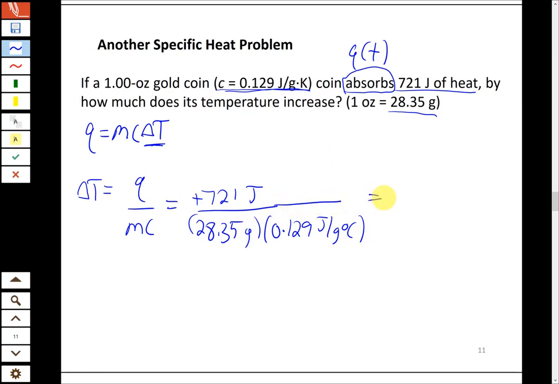So when we divide this out, we get 197 degrees Celsius. So putting in 721 joules into a 1 ounce gold coin would raise the temperature by a huge amount. 197 degrees Celsius would be the delta T, the amount that it changes by. All right, so that's again just another application of that same relationship, just solving for something different. All right, any questions on that or this equation?